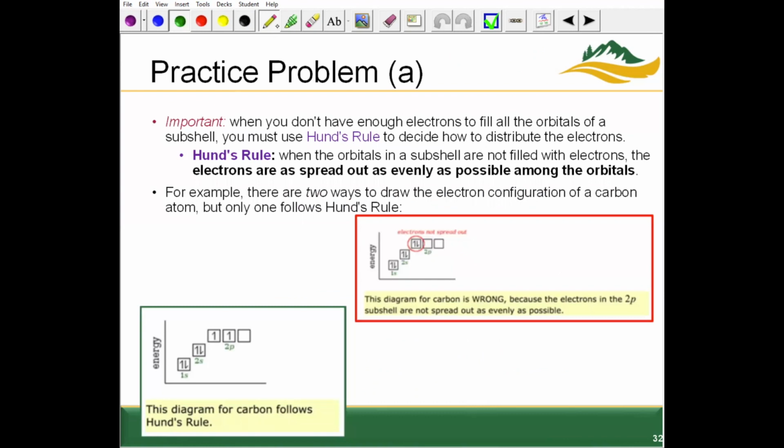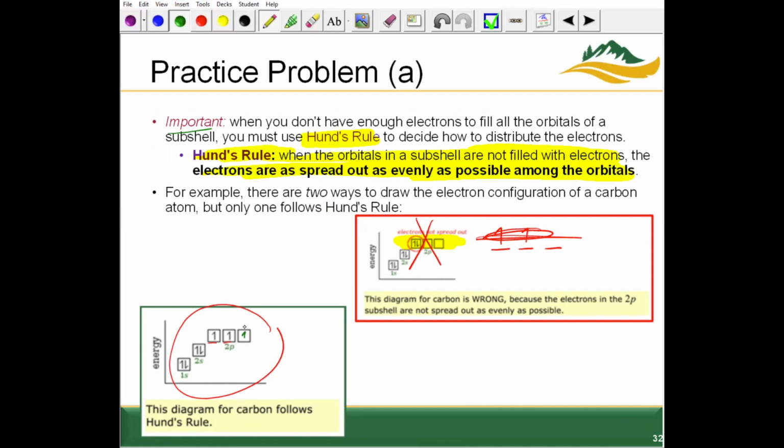Then, of course, we're going to remember Hund's rule. Hund's rule is when the orbitals in a subshell are not filled completely with the electrons, the electrons then are spread out as evenly as possible amongst the orbitals in that specific subshell level. So this is wrong, right? We have 3 different orbitals for 2p. So we do 1, 2, not pairing them. This is what it's going to look like. If there were a third one, we would draw that in as well.